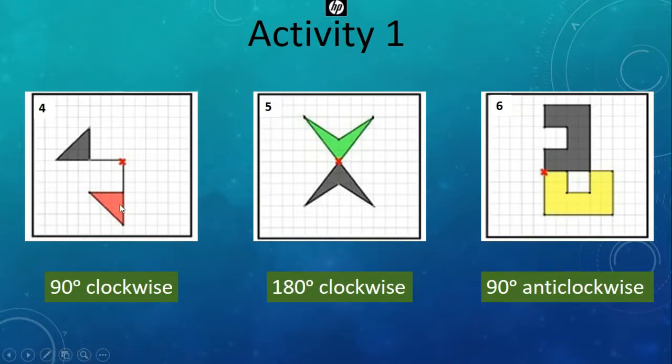Question 4 is 90 degrees clockwise. Again, if we just push it around clockwise 90 degrees, we'll get to that shaded shape. For question 5, we would actually turn it around 180 degrees, so facing opposite. When we turn around to face the other way, we'd be travelling 180 degrees. And for question 6, here's our yellow shape. Now on this one here, we'll be going 90 degrees anti-clockwise. You could say 270 degrees clockwise.